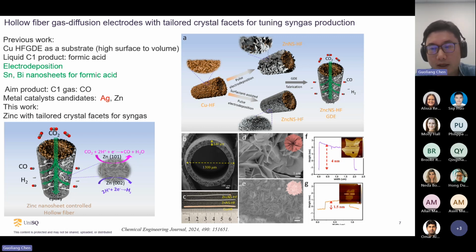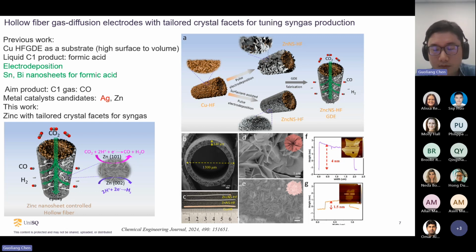a zinc catalyst we designed with tailored phase for syngas production. This work is based on our previous work, which focused on liquid products. We used an electrodeposition technique to deposit tin and bismuth catalysts for formic acid. For this work, we focus on gas products like CO. We go to metal catalysts, here silver and zinc. Zinc is very unique, non-toxic, and very abundant on Earth.